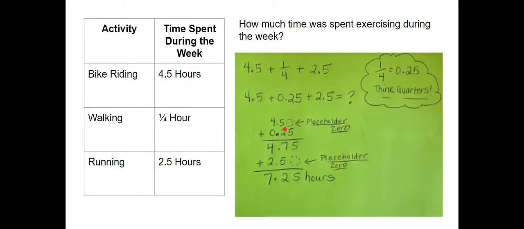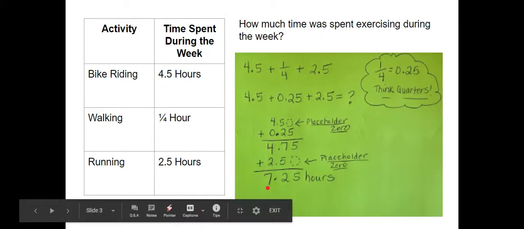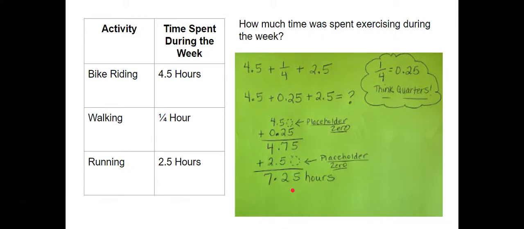So 4 and 5/10, I put my placeholder 0 here to make sure everything's lined up by place value. So I go in and combine all 3 numbers, and I end up with 7.25 hours, or 7 and 25 hundredths hours exercising last week. Remember placeholder zeros, and do not let it frustrate you if you start to see fractions. The minute you see that fraction, convert it to a decimal to make it much easier to combine.